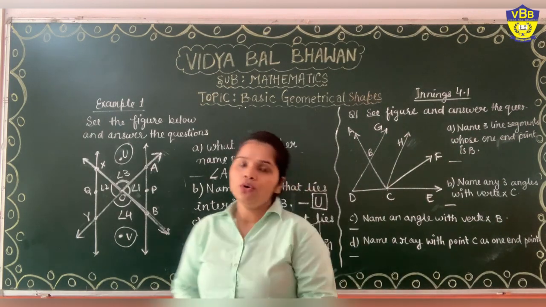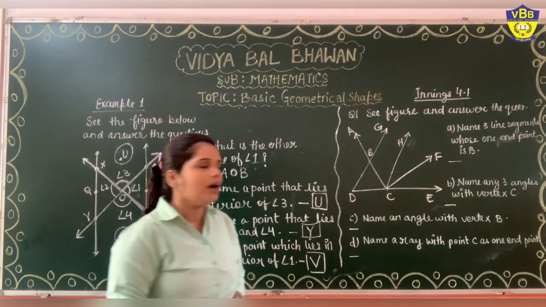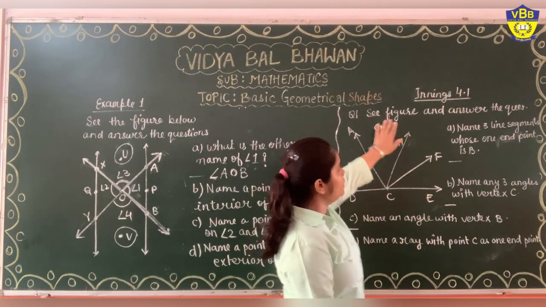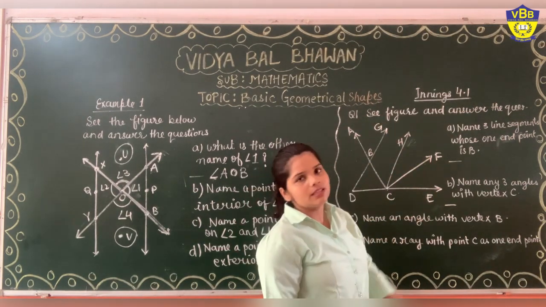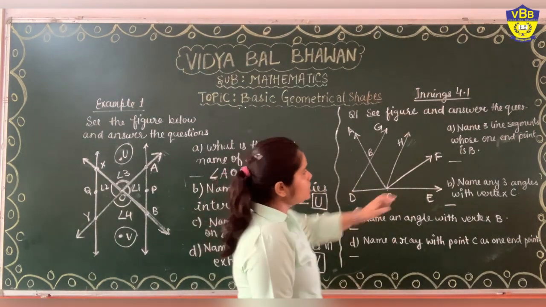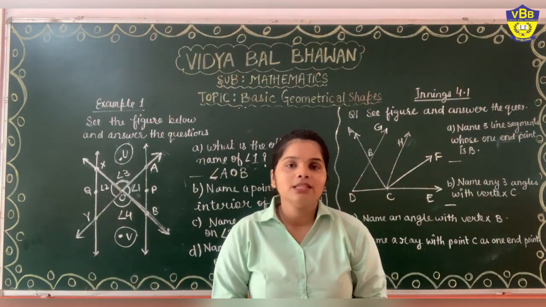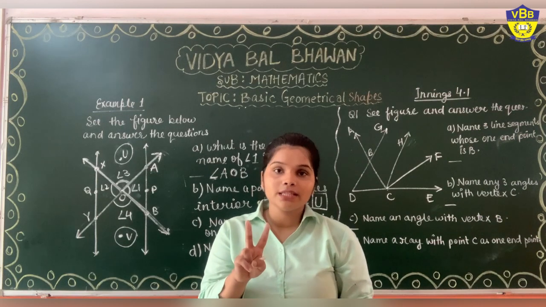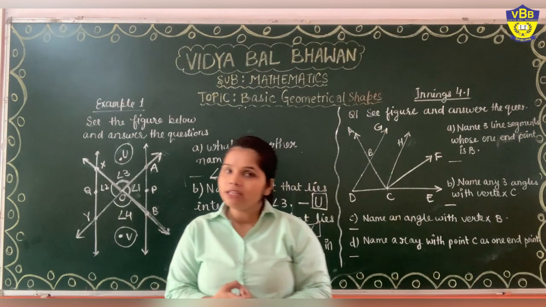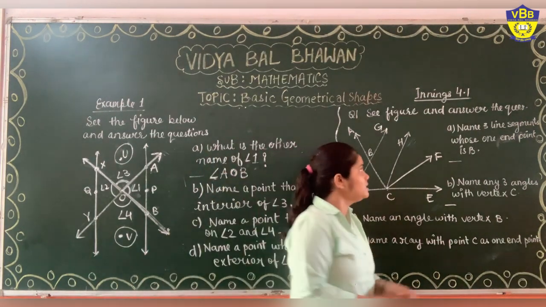Let's do some more questions like this from exercise 4.1. Question number 1 says, see this figure and answer the question just like this one. First question is, name 3 line segments. Line segments have 2 endpoints. They have fixed length. They can be measured and they cannot be extended from both the sides.